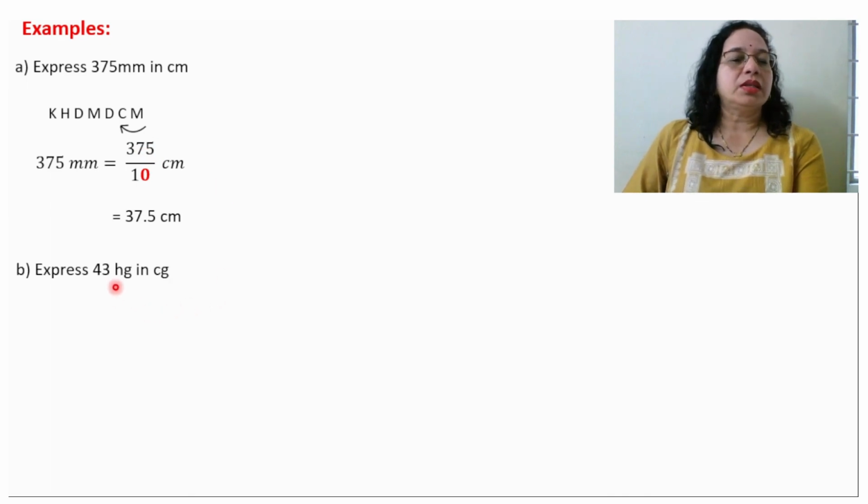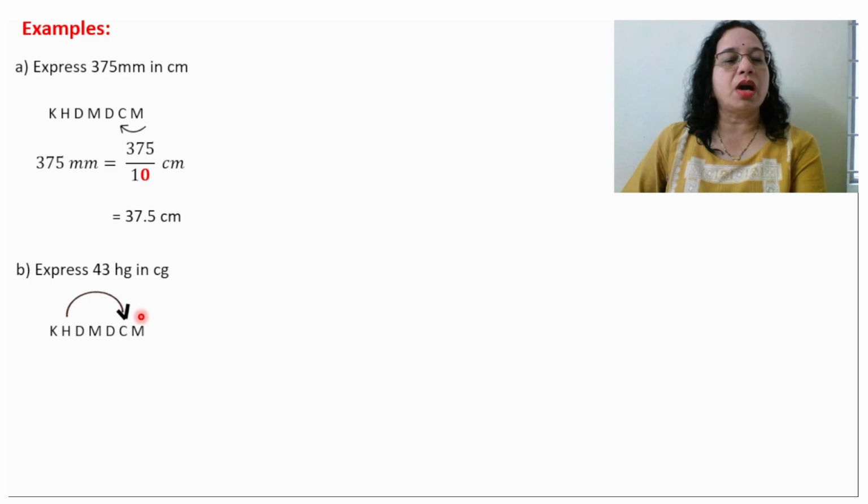Express 43 hectogram into centigram. So again write down the sentence, Kiran had drawn many different colorful masks. This is your hectogram and this is your centigram. So we are going towards the right hand side. So we will go from up. How many places? 10, 100, 1000, 10,000. So we will multiply by 10,000 and your answer will be 4,30,000.